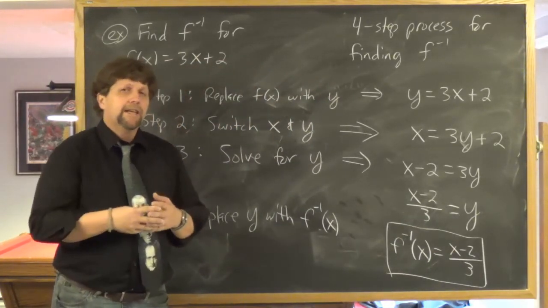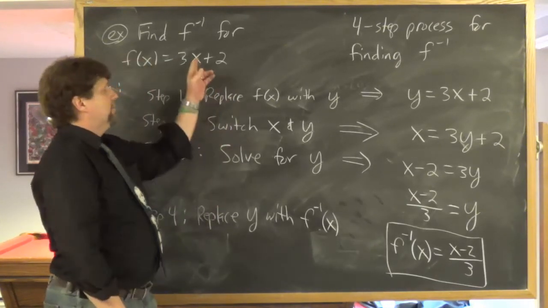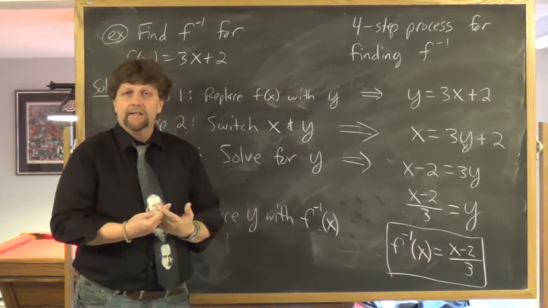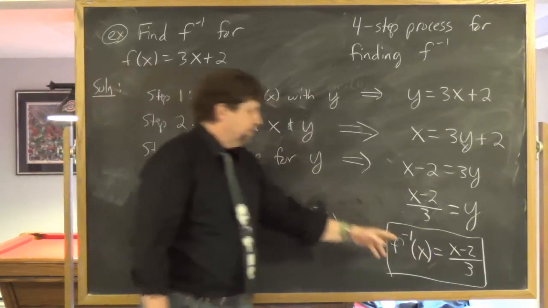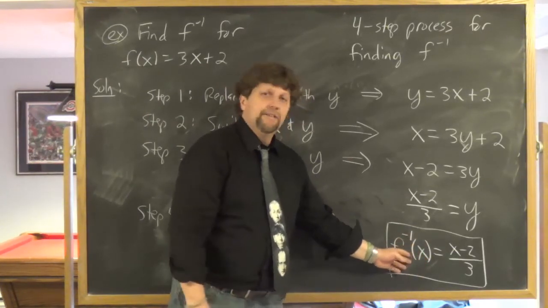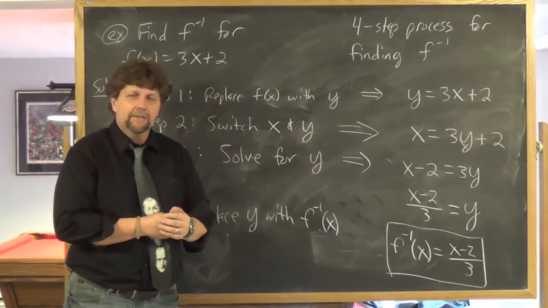And some people are going to say there's a step 5. And step 5 is check your work. Do the composition to make sure you end up getting x. So if you do f composed with f inverse, it should simplify down to x. You do f inverse composed with f, it should simplify down to x.